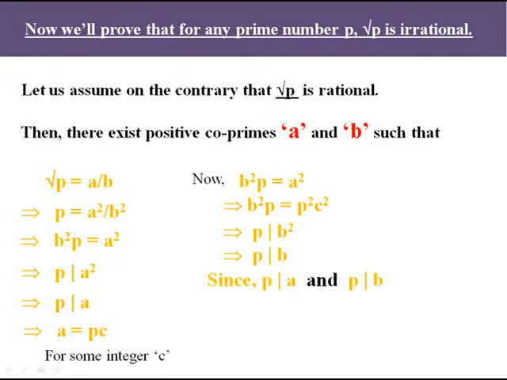Since p completely divides a and p completely divides b also, this contradicts our earlier assumption that a and b are co-prime. If a and b were co-prime, then they should not have the same factor.